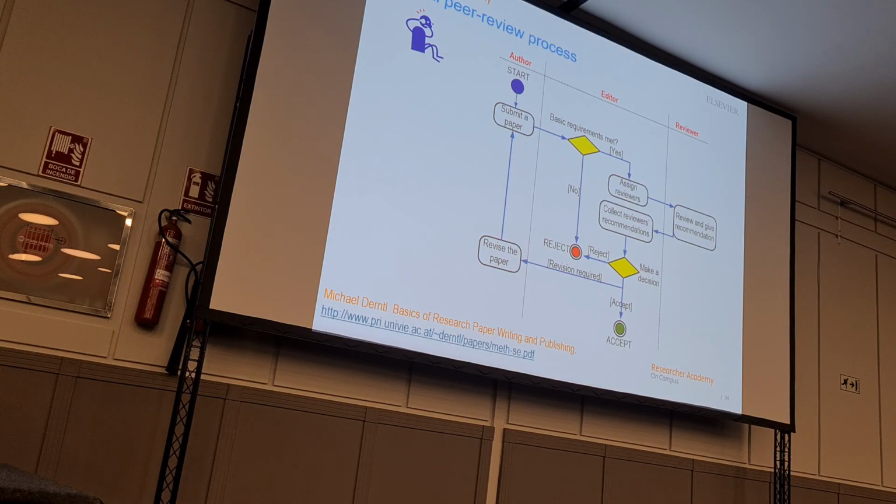This is how it works. If there are revisions, they will go back to the author and come back with a new submission and go around. Probably there is also the possibility that when the revision comes back, we can accept it without sending it out. So this is how it works.